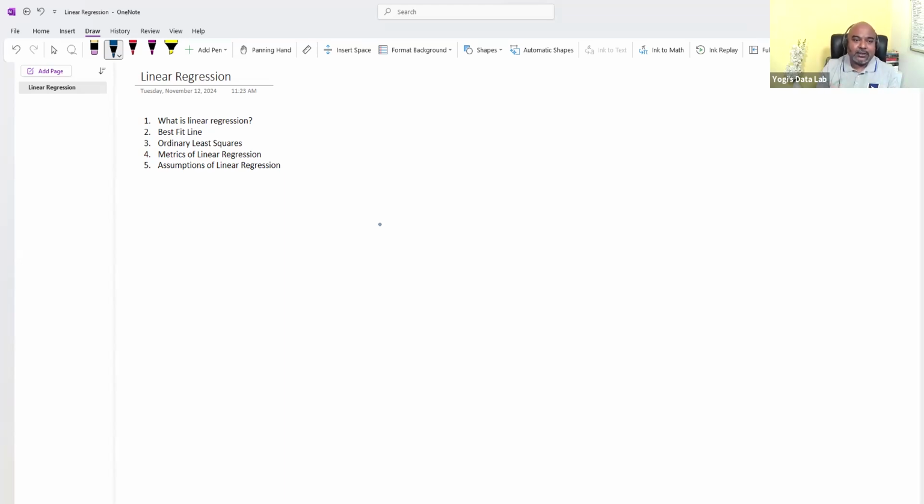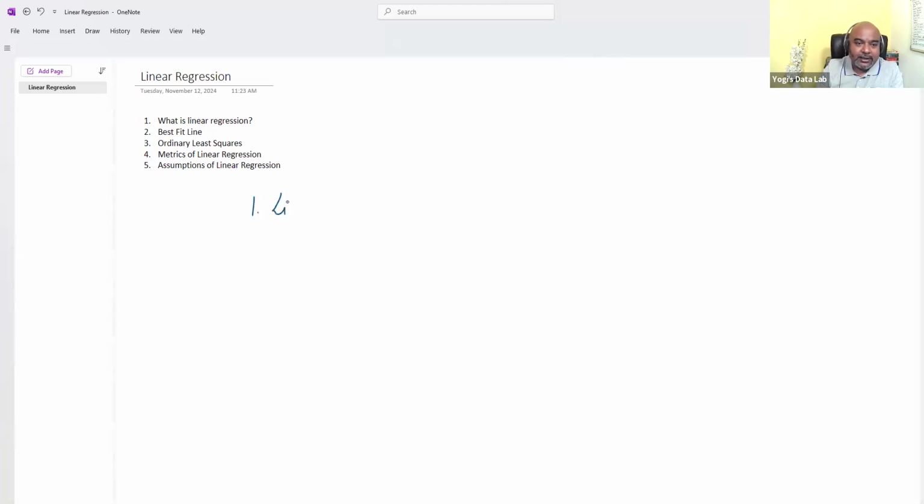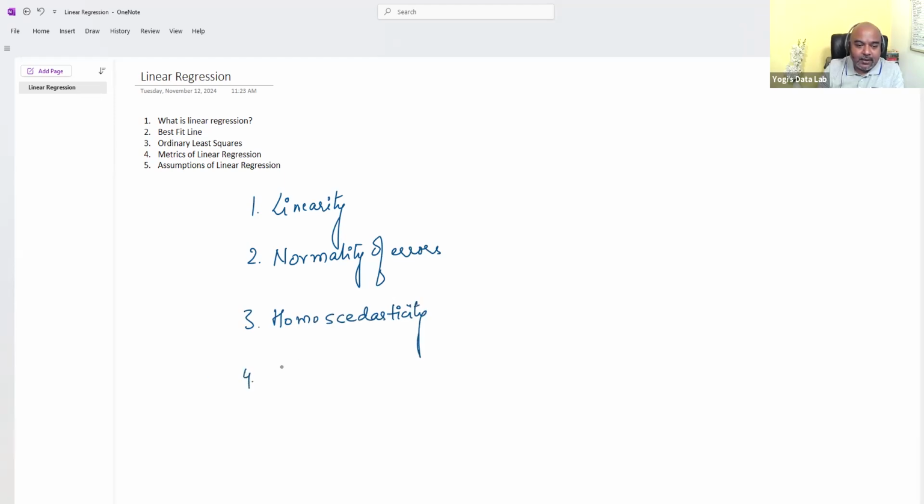However, when we talk about the assumptions, these are the four assumptions which we generally talk about: linearity, normality of errors, homoscedasticity, and independence of errors from predictor variables.